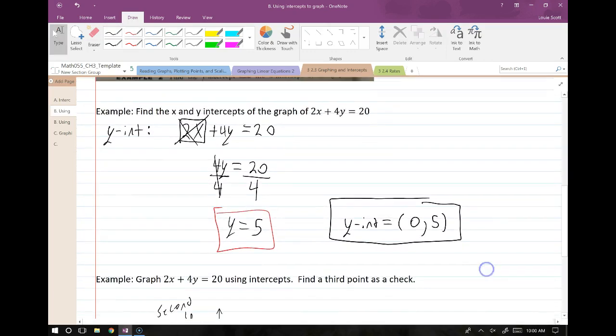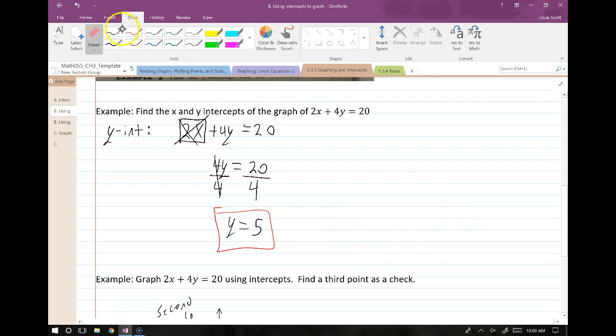So that's how to find the y-intercept, and I haven't given myself enough room here, so let me just move my y-intercept over. I can find the x-intercept on the other side. So we have y-int is equal to the point 0, 5. All right, let's do our x-int on the other side.